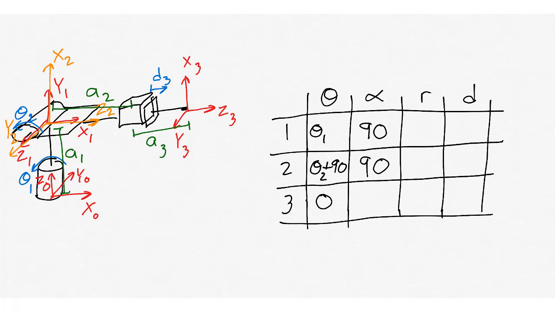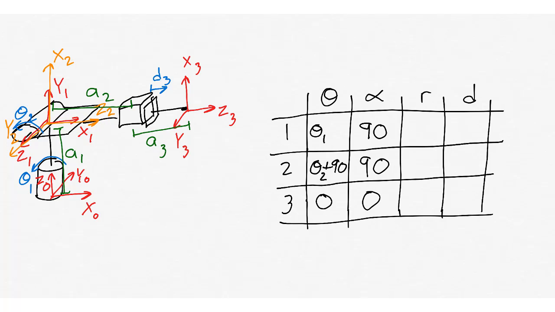Let's do alpha for the third row. z2 is pointing to the right, and z3 is also pointing to the right. So we don't have to rotate frame 2 around x3 at all in order to get these two axes to match. Alpha in the third row is 0. Let's move on to r.